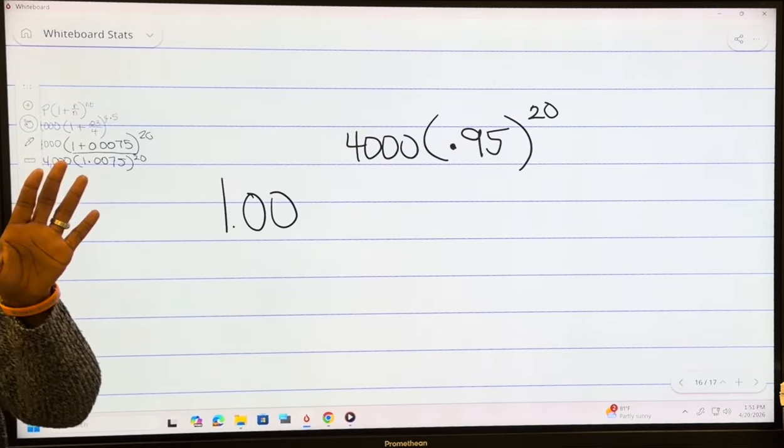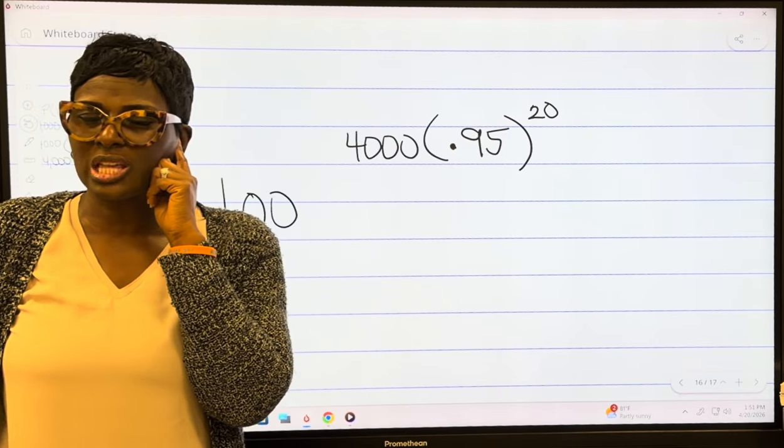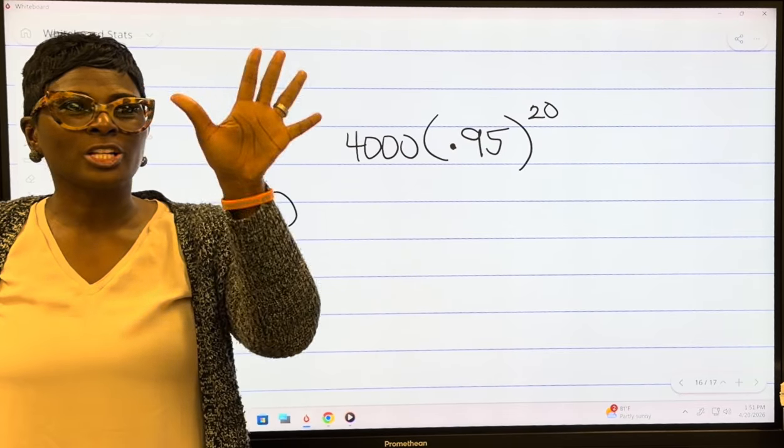So here's the question. I'm going to see how many got their thinking caps on. 95%. Is that going to be growth or decay? Decay. Now, decay means it's decreasing. How much are they losing every year? Don't say it out loud, just think about it.